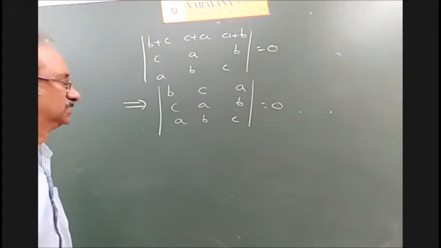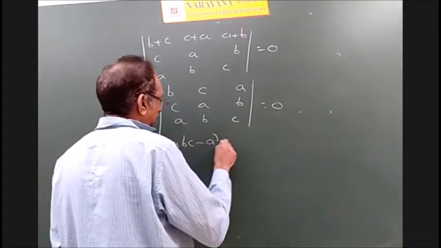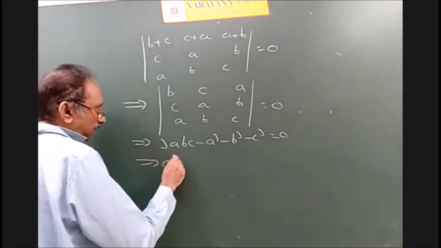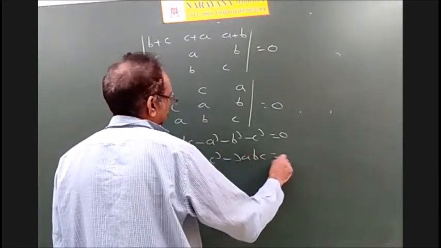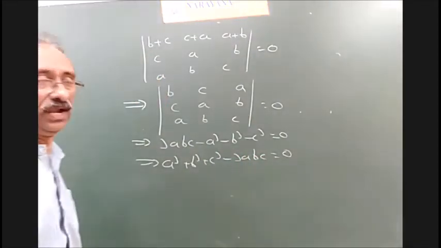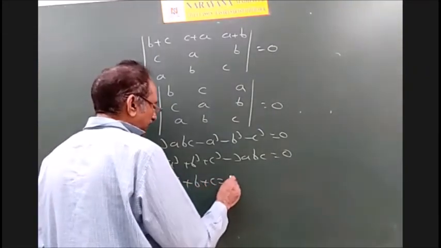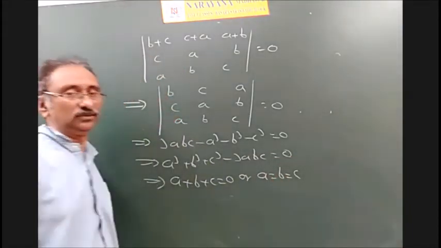So you know very well this. If you expand this, you will get 3ABC minus A cube minus B cube minus C cube is equal to 0. That implies A cube plus B cube plus C cube minus 3ABC is equal to 0. And what is the formula for this? If this happens, you have to write either A plus B plus C is equal to 0 or A is equal to B is equal to C.